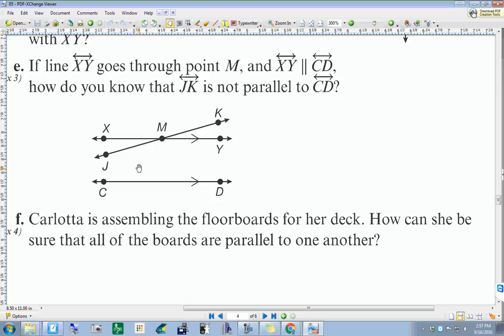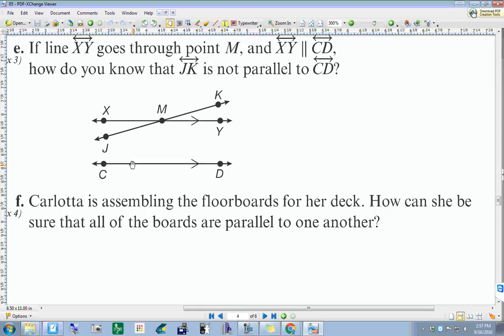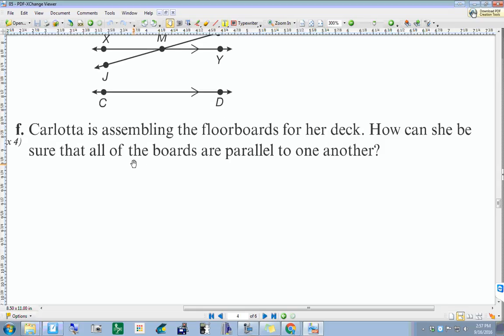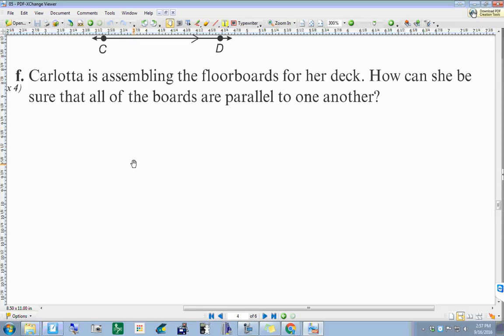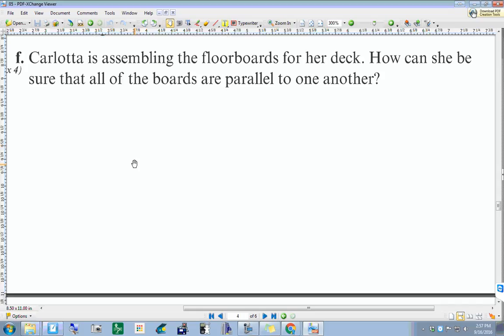Careful. Okay, so F says Carlotta is assembling the floorboards for her deck. How can she be sure that all of the boards are parallel to one another? So number 10, that puts us at Isaac, who is not here. That puts us to 3, which is Parker. So Parker, how would I know that if I put the floorboards down that they're all going to be parallel?